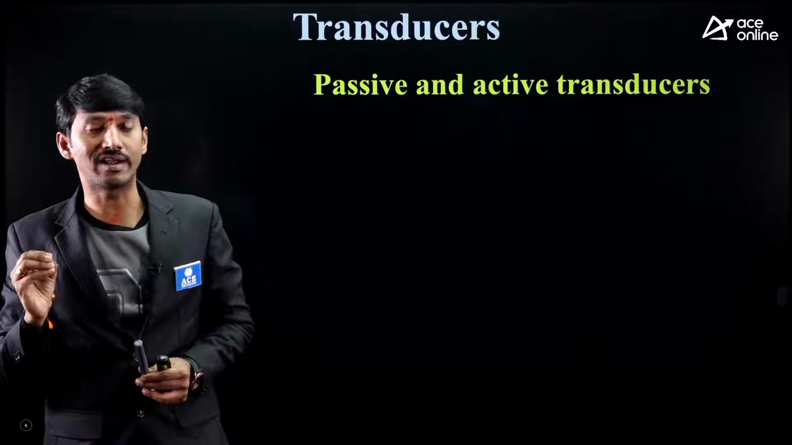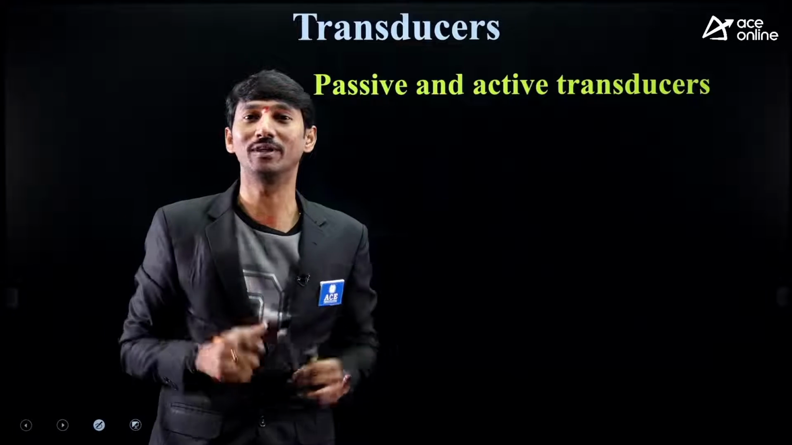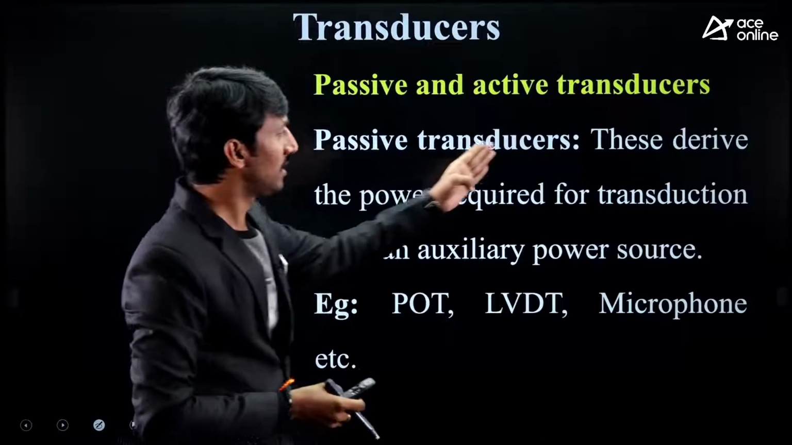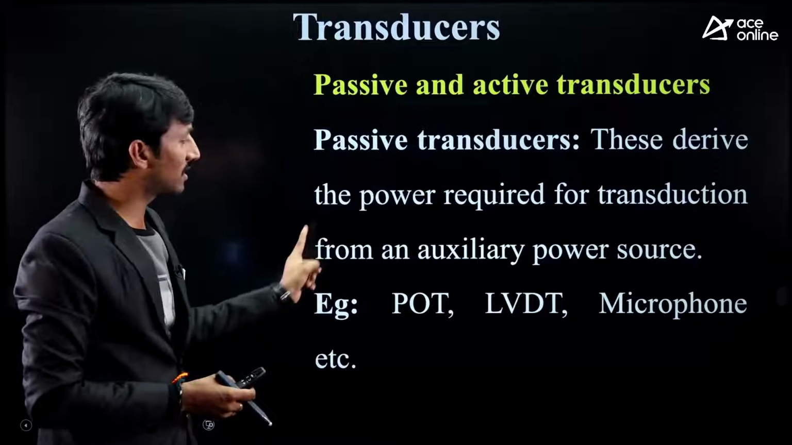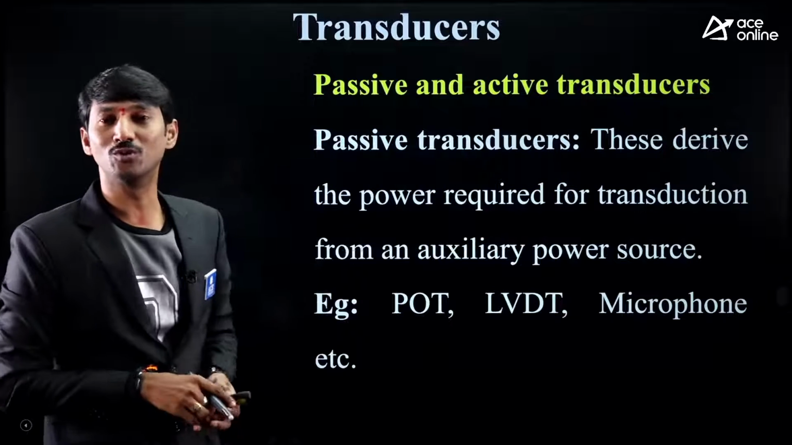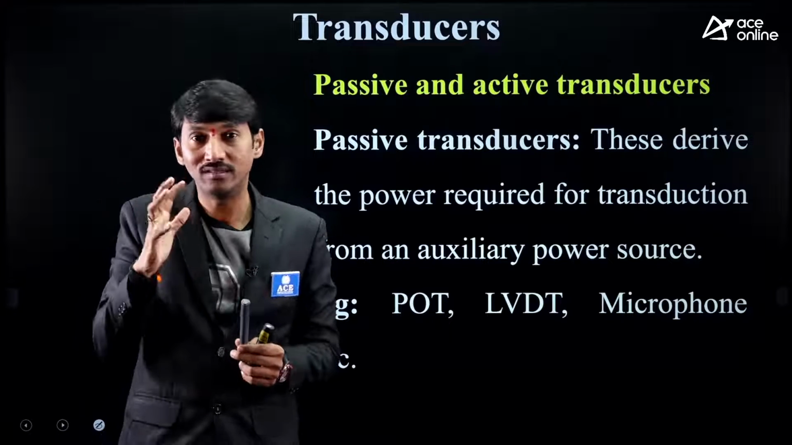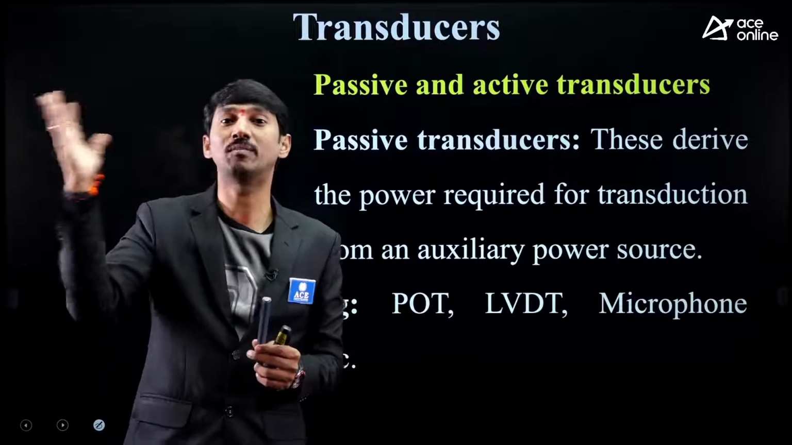Which of the following transducers is an active transducer? In that way, the questions will be given. That's why focus more. Here, passive transducers derive the power required for transduction from an auxiliary power source. Means for conversion, for its operation, these require power. That's why these derive the power from some other source.